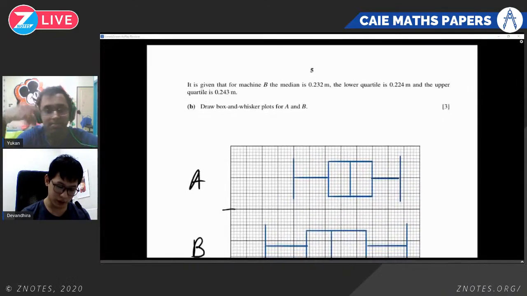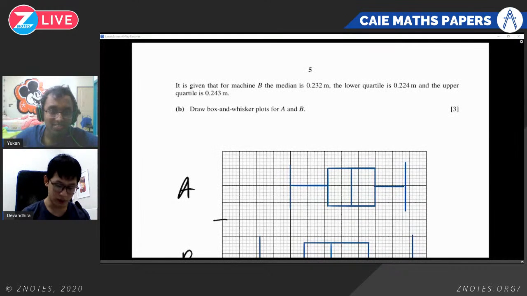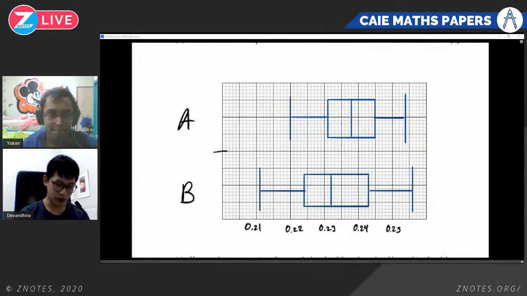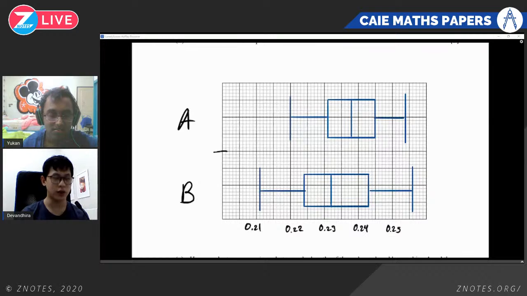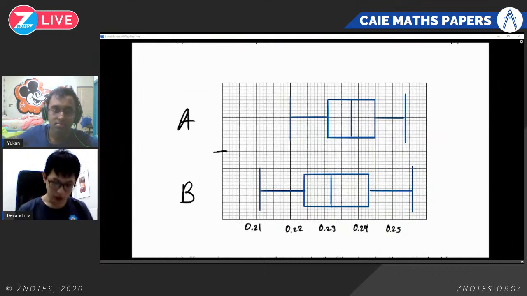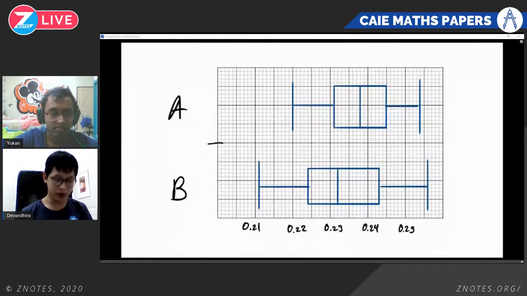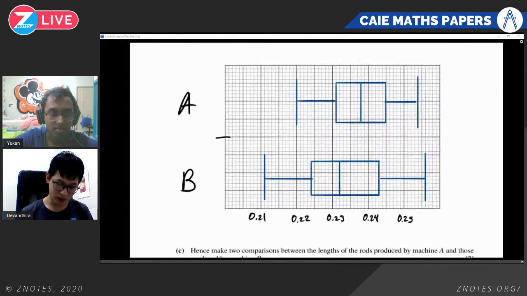All right. It is given that for machine B, they're basically giving us the information already. The median is 0.232, the lower quartile is 0.224, and the upper quartile is 0.243. Draw box and whisker plots for A and B. Right, so right here I've already drawn them. Don't forget to label which one is A and which one is B.